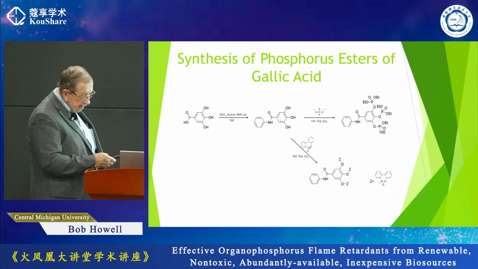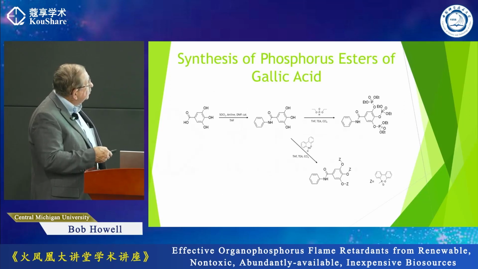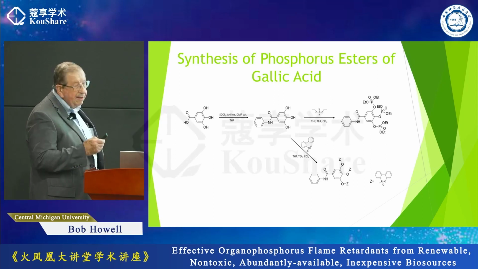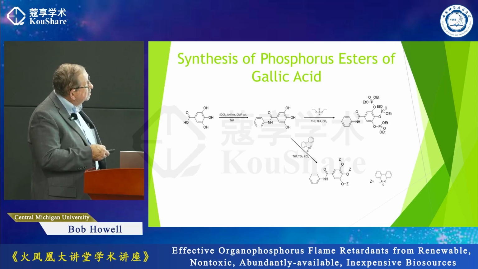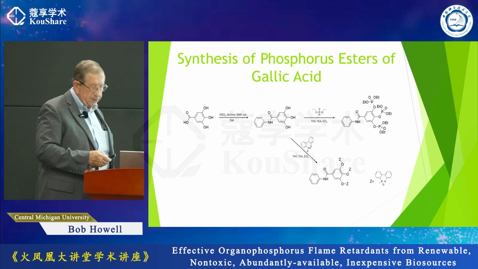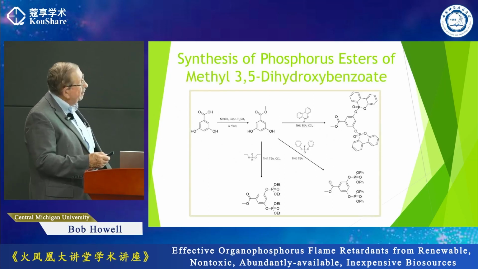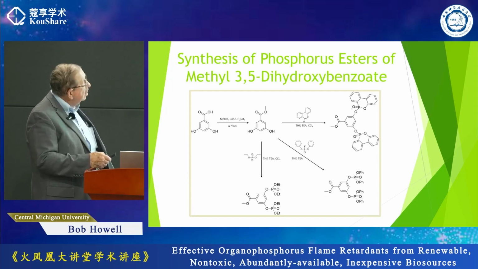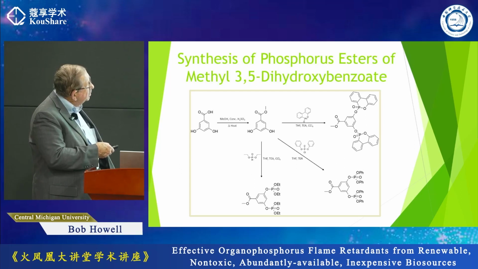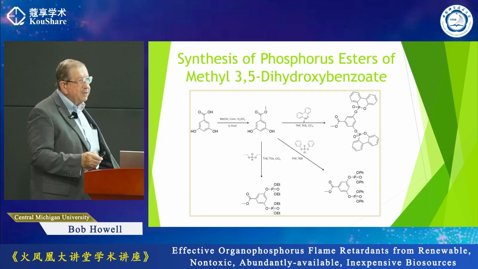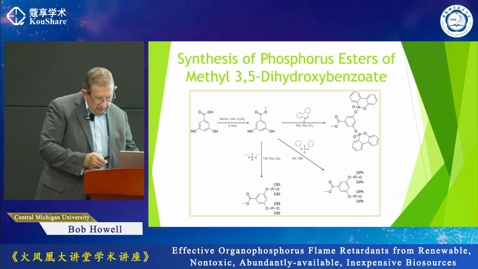And here's a look at how this can be done. First, convert the carboxylic acid to the amide for a couple reasons. That gets rid of its reactivity, introduces a nitrogen, introduces more aromaticity, but then you convert the hydroxyls to a variety of phosphorus esters. Similar with the dihydroxybenzoic acid, except we use the methyl ester as opposed to the amide, but same procedure. And you can make a series of derivatives that have very, very good flame retardancy.